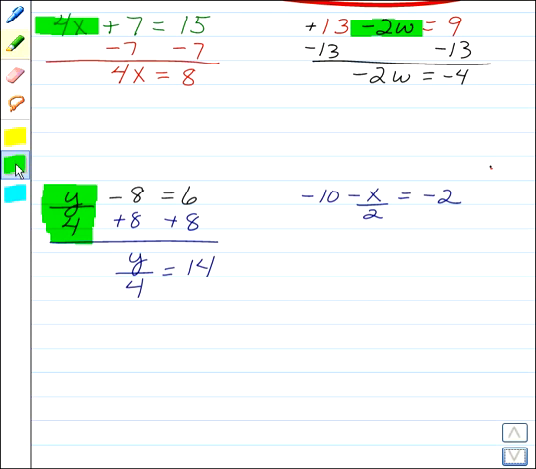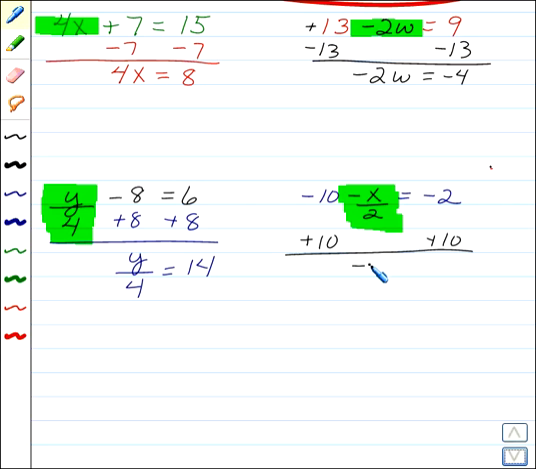And the last one, we're going to solve for negative x over 2. So when we undo negative 10, the subtraction is now going to be an addition of 10, and negative x over 2 equals 8. So in each of these problems, we have solved for the coefficient and variable of each one of these problems.